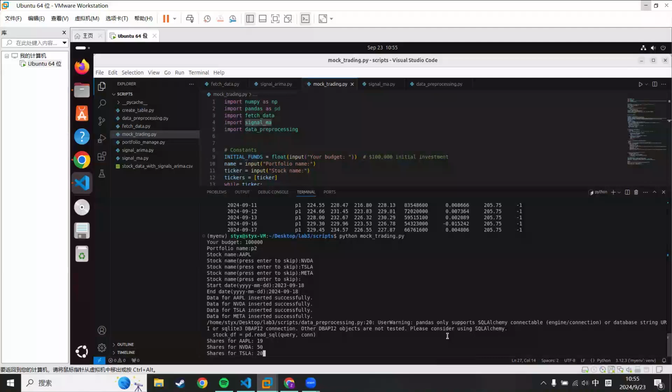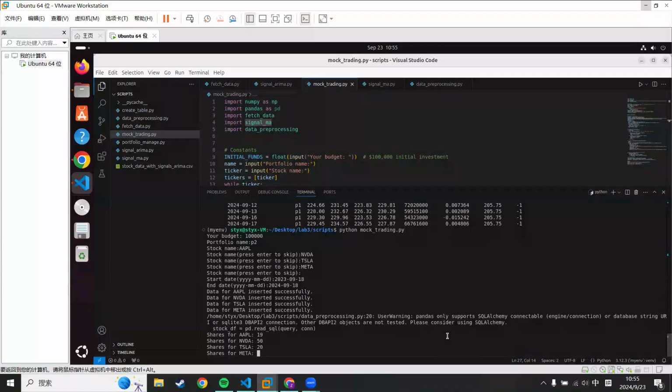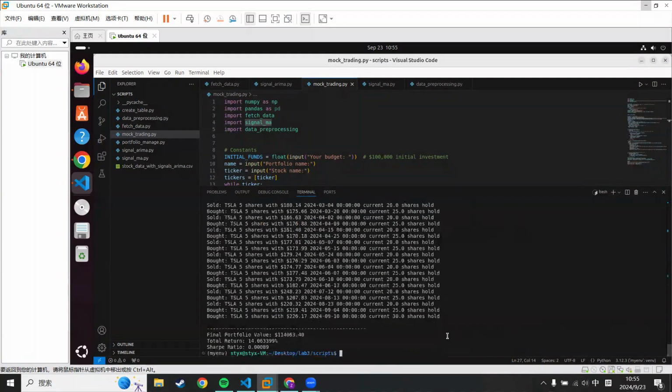So it's the share and the price. If the total value of our portfolio is higher than our budget, it will not build this portfolio, and it will inform us to give another share. But for this example, the share is fine, so we do not need to worry about that.